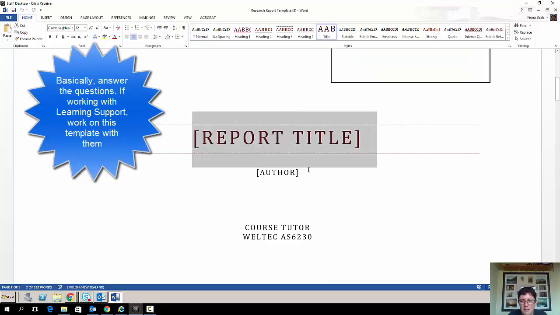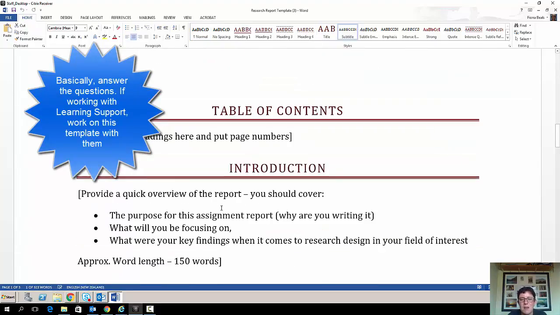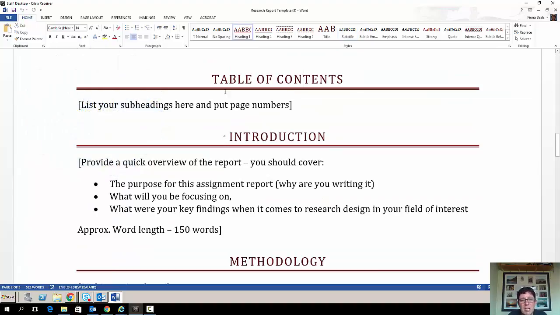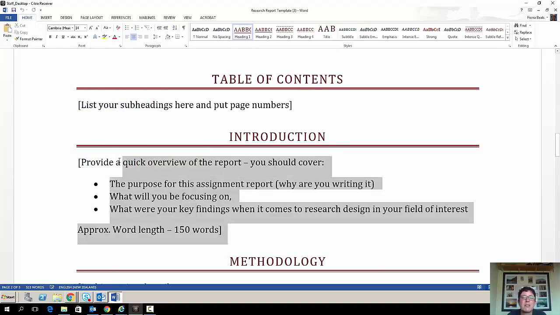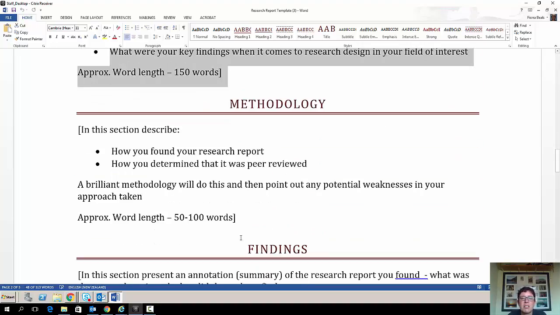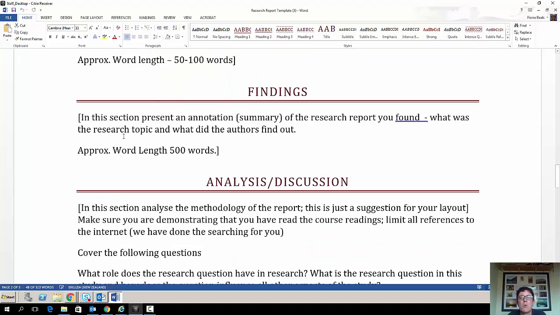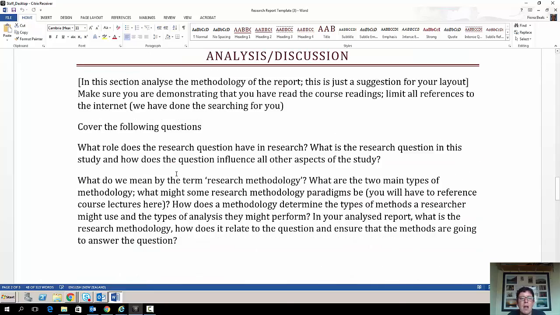Basically, you want to fill in these spaces. When you get to a table of contents, you're going to put your headings and subheadings here. Your introduction gives me a bit of an overview of what you're actually writing on and how you'll be focusing on it. And I'm really looking for assignments that are actually saying, I'm analysing the research methodologies and methods used in this. Your methodology section is actually going to tell me how you found your report and how you determined it was peer reviewed. Your findings section will give me a very brief annotation or summary of your actual research report. And then your analysis section will cover all these questions.